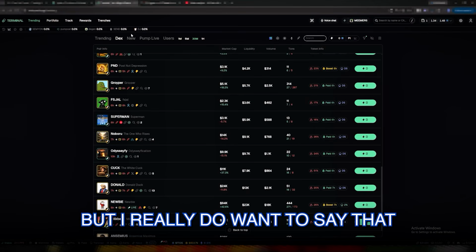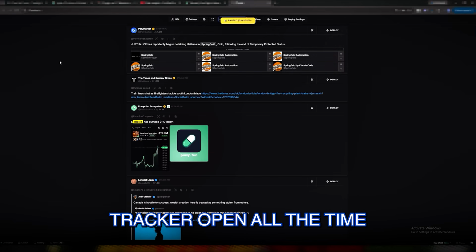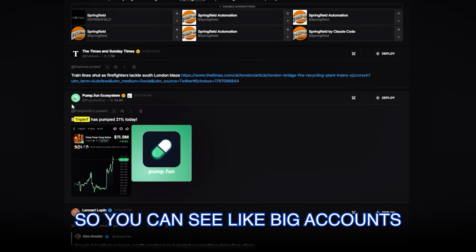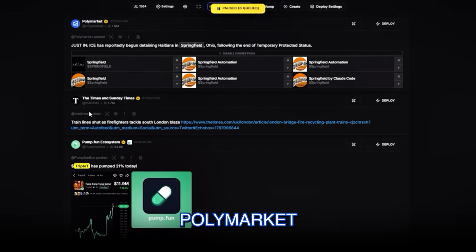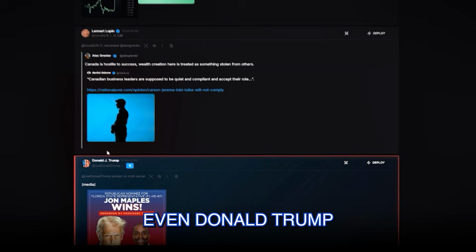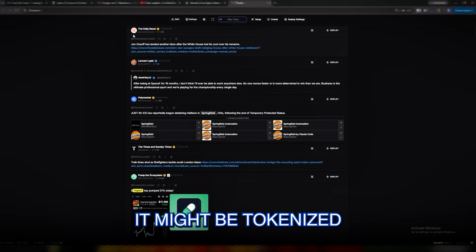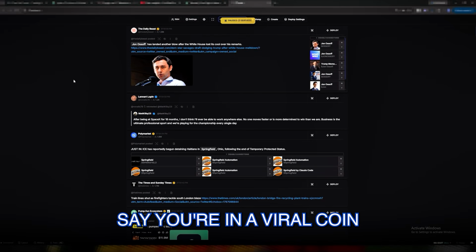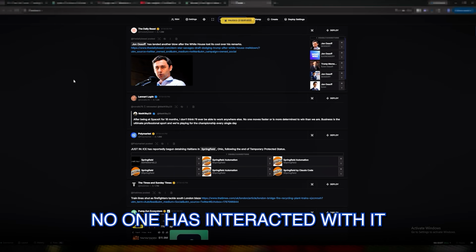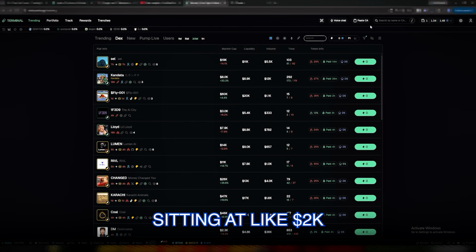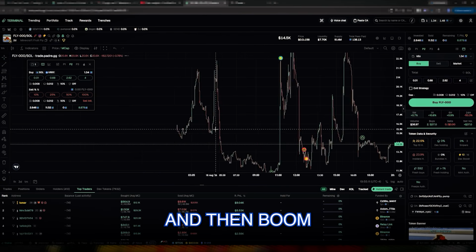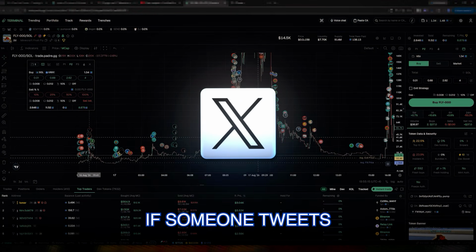But I really do want to say that you guys should keep J7 tracker open all the time, so you can see big accounts like Pump Fund Ecosystem, Polymarket. If they're tweeting a meme that's going viral, even Donald Trump tweeting something, it might be tokenized, and you always want to keep it open. Just say you're in a viral coin and no one has interacted with it, and you're in there bottomed out sitting at like 2k, 3k, like I was on Fly, and then boom. You want to keep it open just in case someone tweets about your coin.